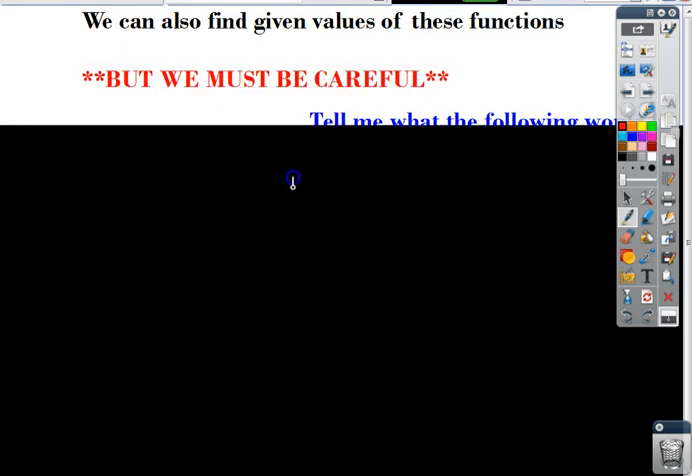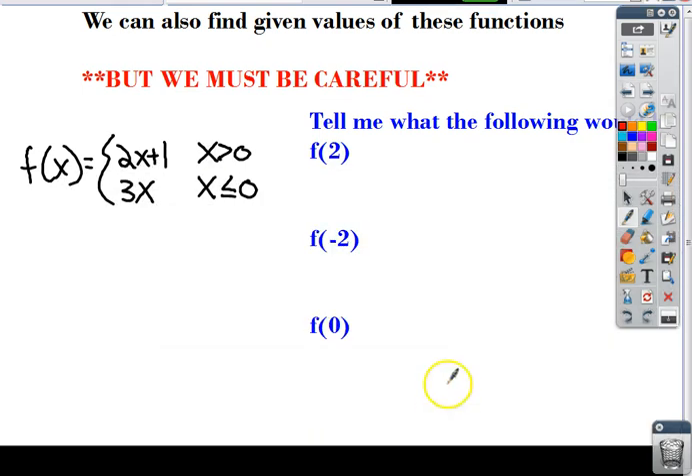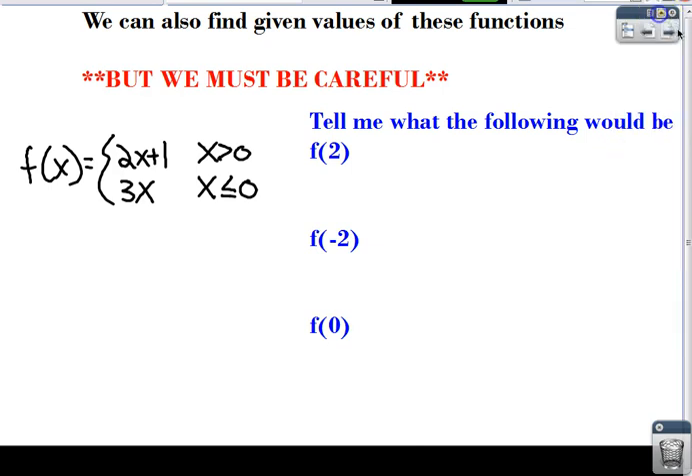Moving on. Now, it's not just about graphing. We can also do some algebra manipulations. We can also find given values of these functions, but we must be careful. So tell me what the following are. Remember our notation for these functions. Tell me what the following would be.